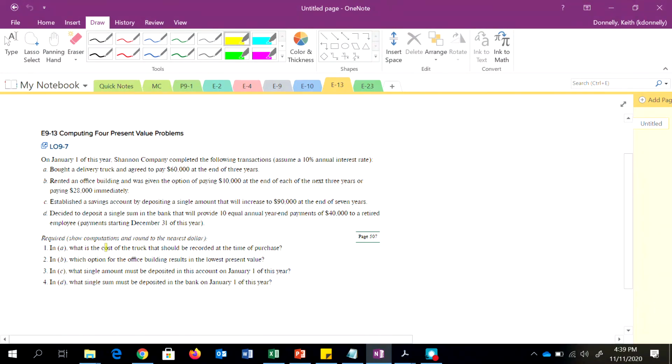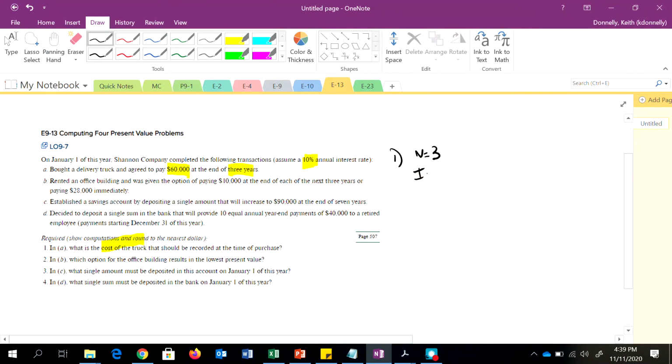What they want us to do here is, what is the cost of the truck? They're giving us some facts, and then they're telling us what to do. So let's read A first. Bought a delivery truck. On January 1st, the company completed the following transactions. Assume a 10% interest rate. So it looks like we bought a truck and agreed to pay $60,000 at the end of 3 years. So they want to know what is the cost of the truck that should be recorded at the time of purchase. So for one, what we're doing here is we know our N equals 3 years.